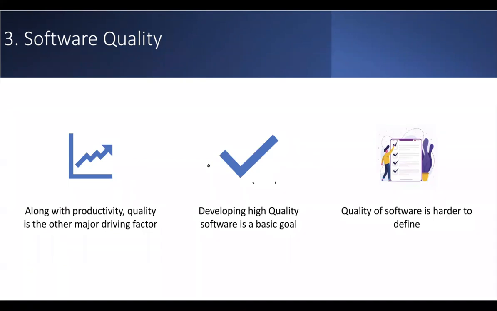Developing high quality software is a basic goal. We're always looking for software that is of high quality. However, software quality is a little bit harder to define. There is no single definition of the word quality. We cannot say what the definition of the quality of a software is. Can we quantify it by a number, and then use this number to claim that the software is of high quality or not? It's really hard to define or quantify.